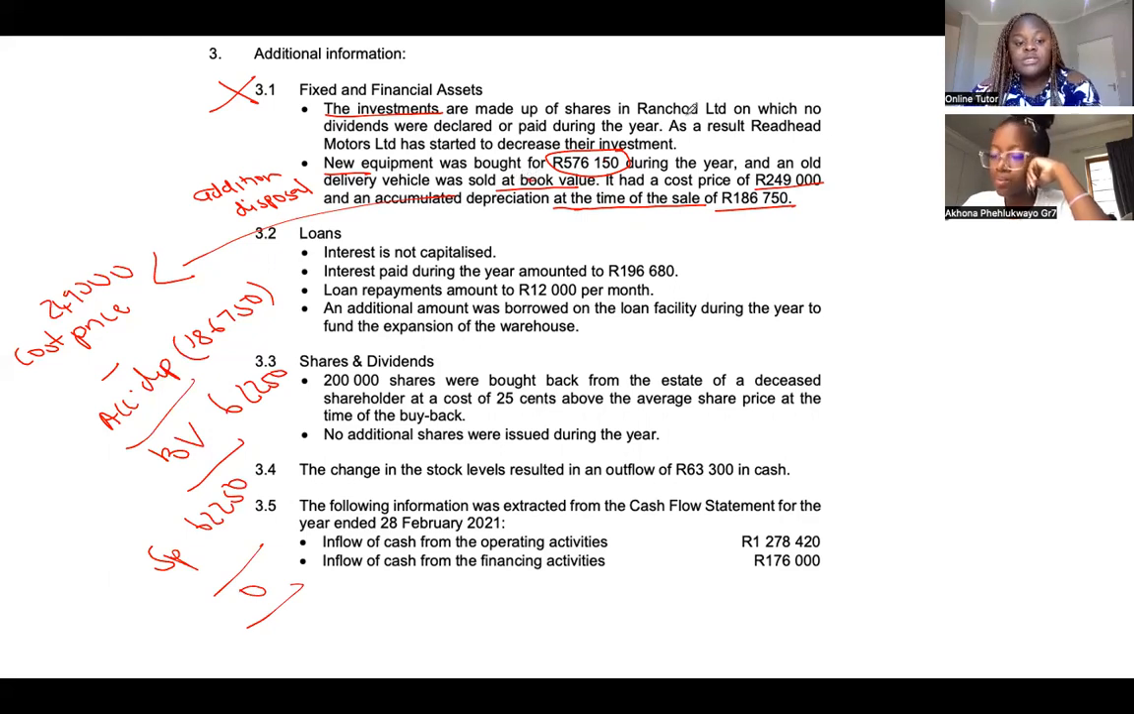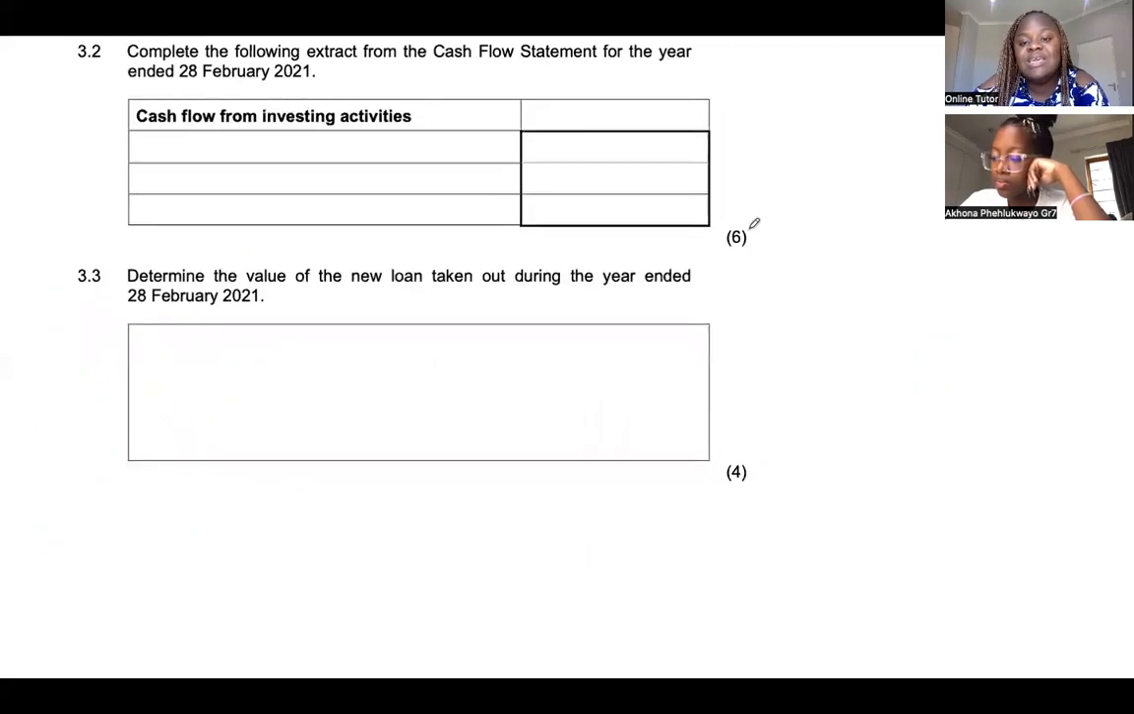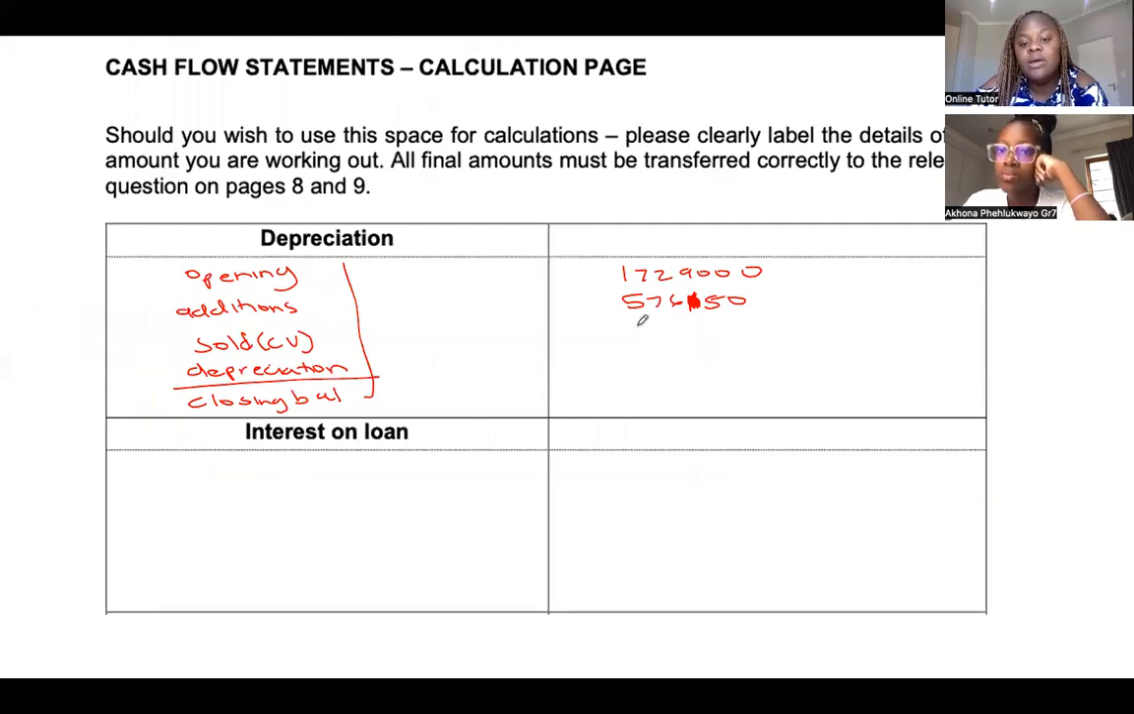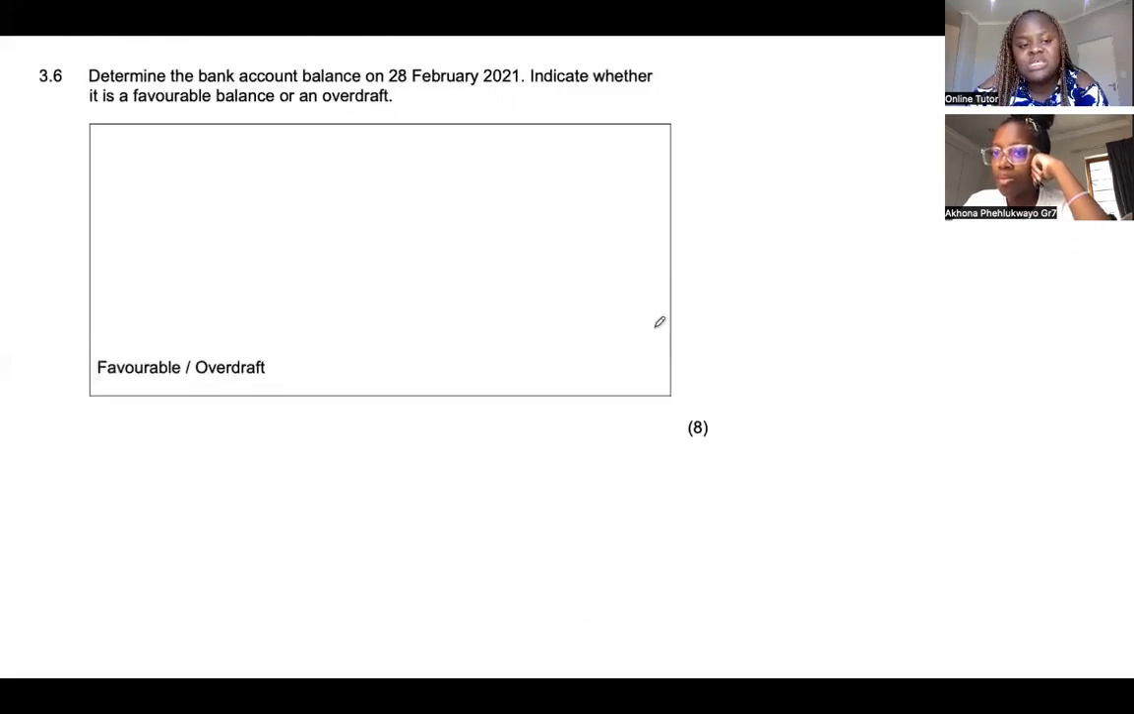Agreed? So 62250, we are taking that to our fixed asset notes. Whenever you sold something, it's out, so it's going to be in brackets, and we always put it in at book value, at carrying value, right? So we said it was 62.